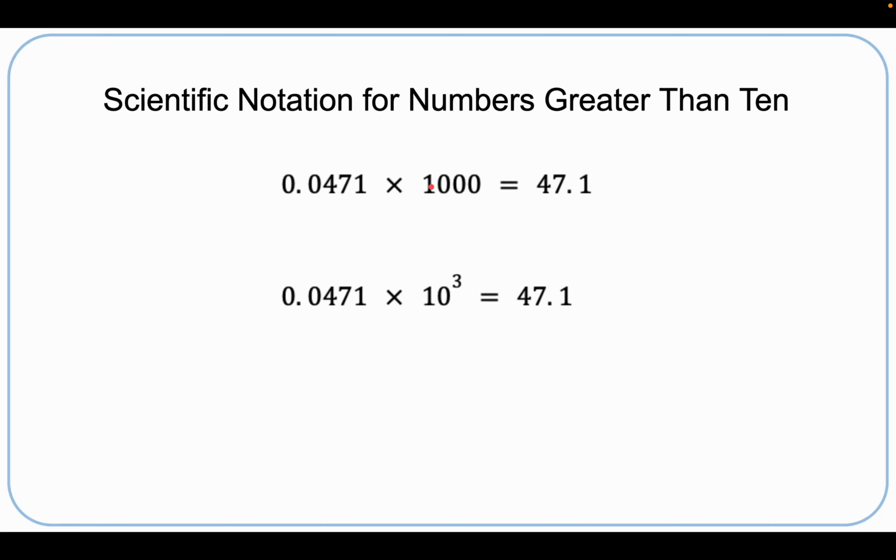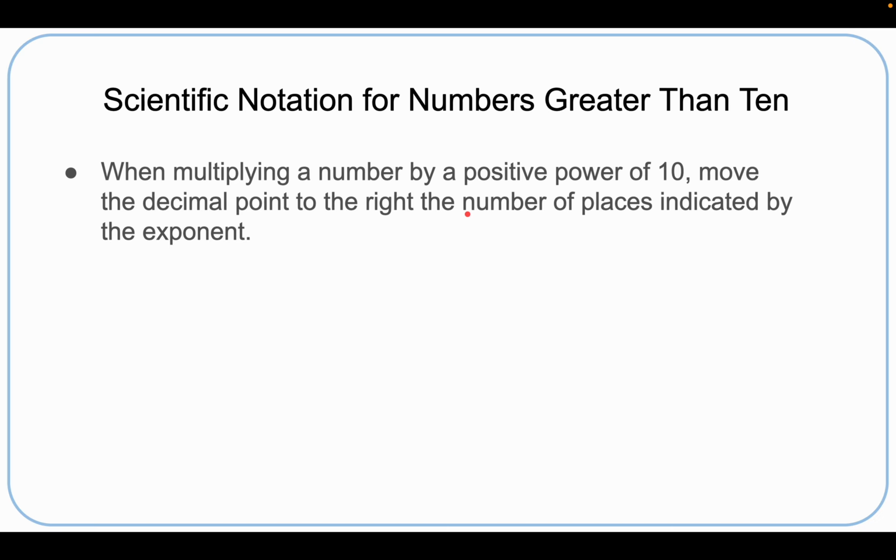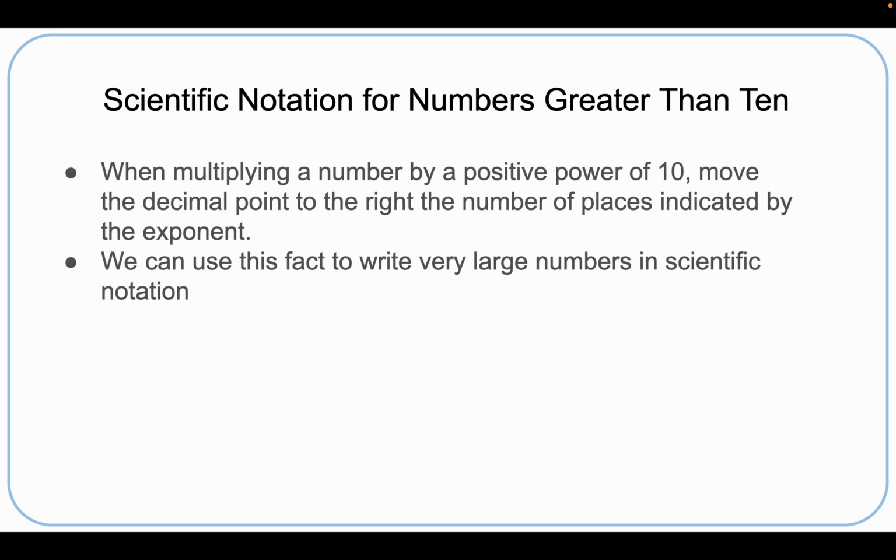And as we just saw how 1,000 is the same as 10 to the third, we can rewrite this top equation as this decimal times 10 to the third, and the answer is of course the same. 10 to the third is just a shorthand way of writing 1,000. So when multiplying a number by a positive power of 10, we just need to move the decimal point to the right, the number of places indicated by the exponent. So if you're multiplying a number by 10 to the third, you need to move that decimal point 3 places to the right. And we can use this fact to write very large numbers in scientific notation.